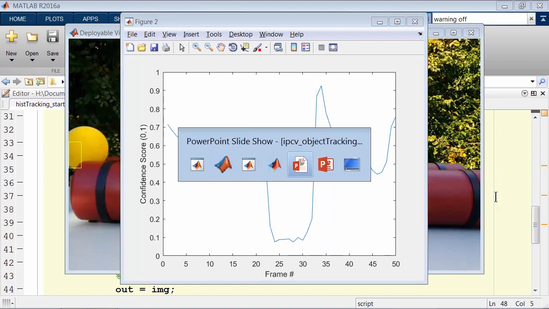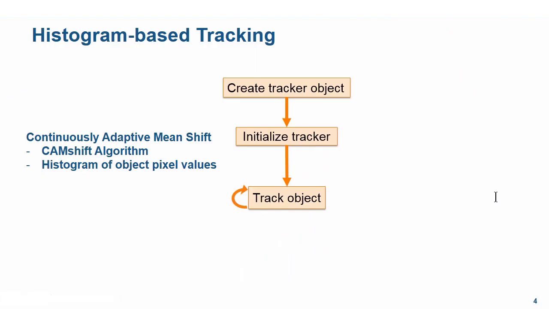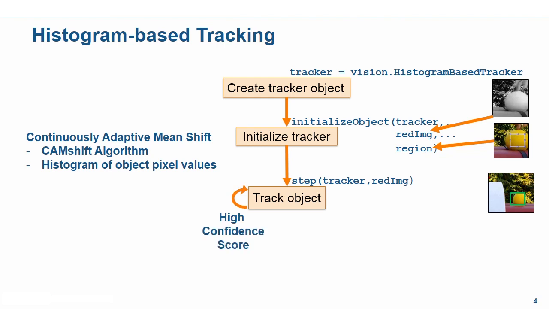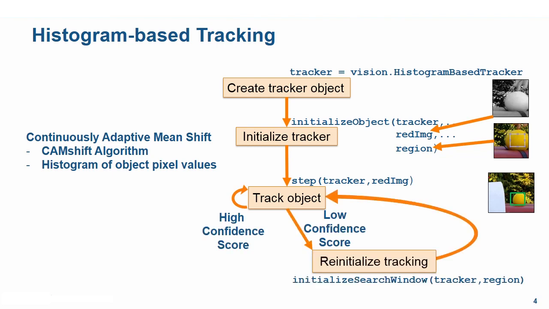Let's go back to the presentation. We talked about the histogram-based tracker. We use the histogram-based tracker system object. We then initialize the tracker using the object, a 2D representation of the image where the object can be tracked appropriately, and a region of interest. We use the initialize object function for this. We then used step on our tracker object with our current video frame as an argument to perform tracking. Here, if the confidence score was high, we continued tracking. For low confidence scores, we tried to reinitialize tracking using the initialize search window function.